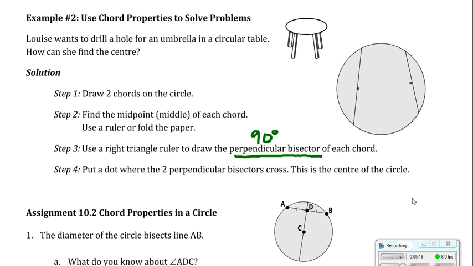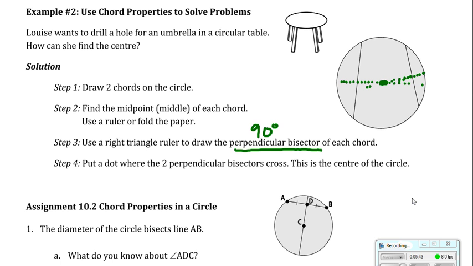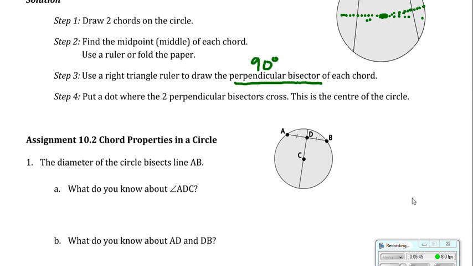So hopefully you're doing this on your paper, and me doing it on here is not going to be quite the same, but I'll try my best. And so that's about the middle, 90-degree angle bisector, and then here. Okay, and so the point where they cross will be the center of the circle. Crazy, right?